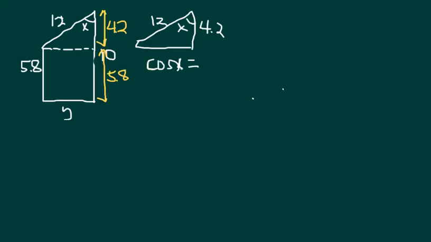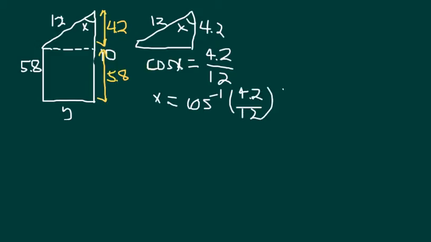Okay, so cosine x is adjacent over the hypotenuse. If you have trouble finding out which is the adjacent, which is the hypotenuse, then please approach your teachers for help. Okay, so cosine x is 4.2 over 12, and therefore x is equal to cosine inverse of 4.2 over 12.